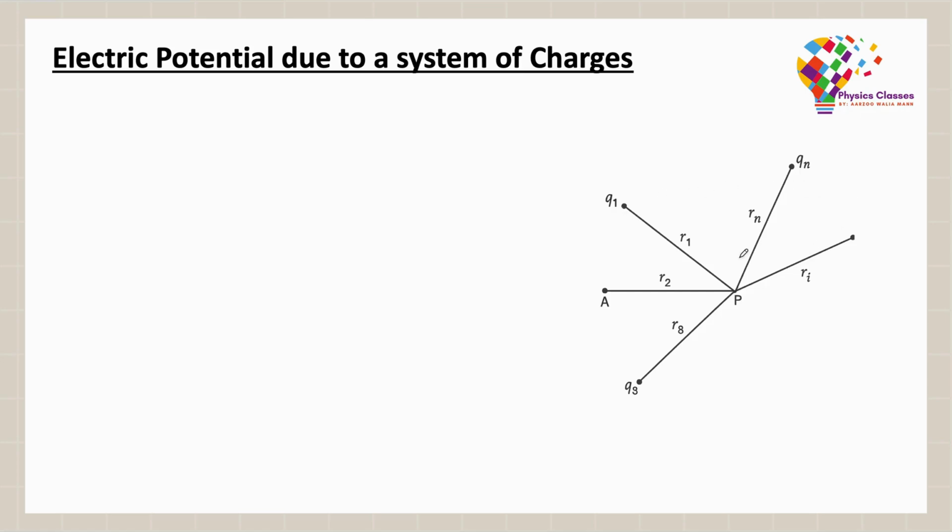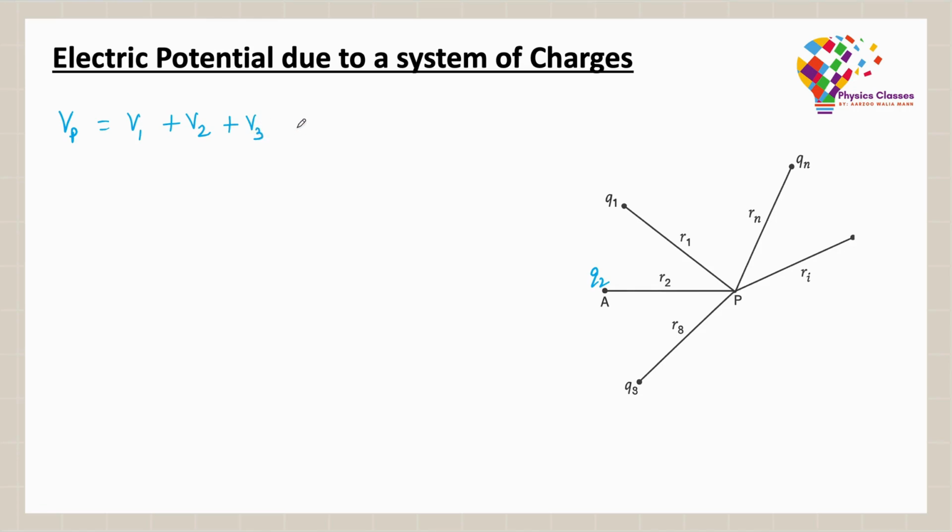Further, moving on to the electric potential due to a system of charges here. So I have charges Q1, Q2, Q3, Q4, and so many charges till Qn. Now I want to write down the electric potential at this point P. The electric potential at this point P would be the sum of the individual electric potentials.